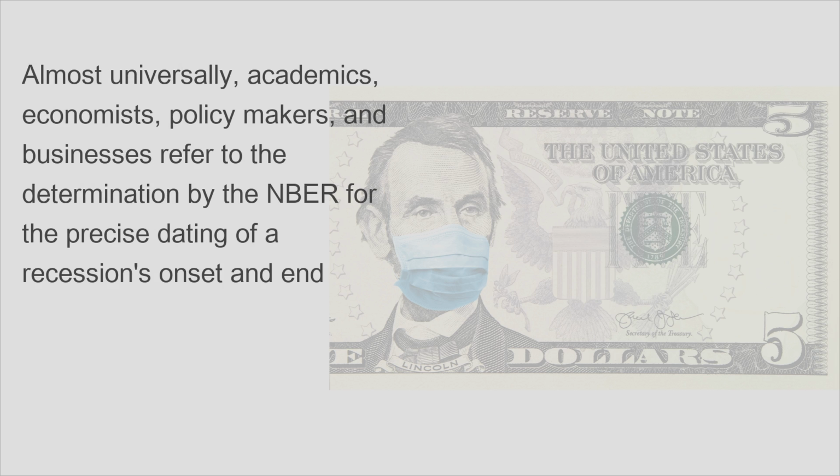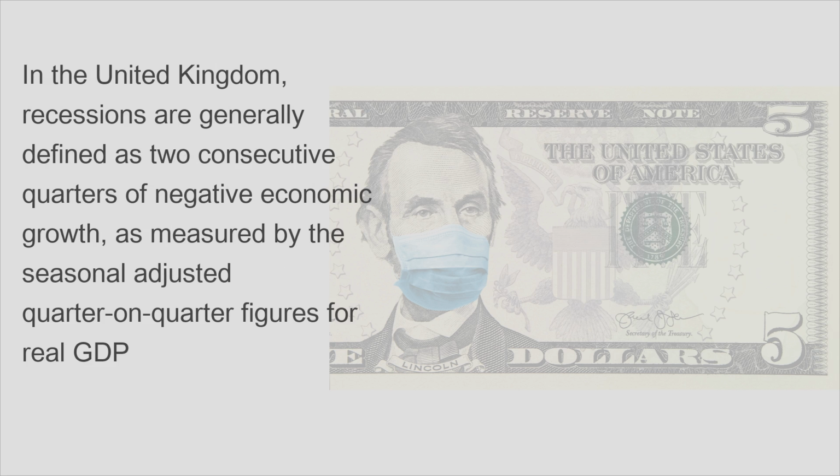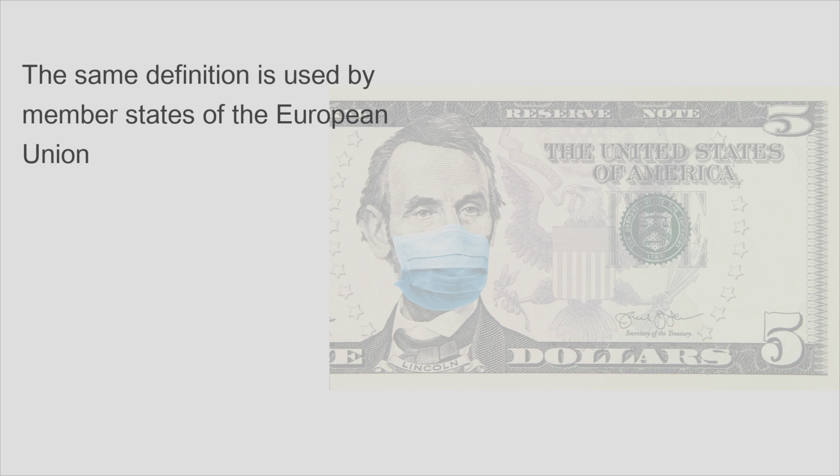Almost universally, academics, economists, policymakers, and businesses refer to the determination by the NBER for the precise dating of a recession's onset and end. In the United Kingdom, recessions are generally defined as 2 consecutive quarters of negative economic growth, as measured by the seasonally adjusted quarter-on-quarter figures for real GDP. The same definition is used by member states of the European Union.